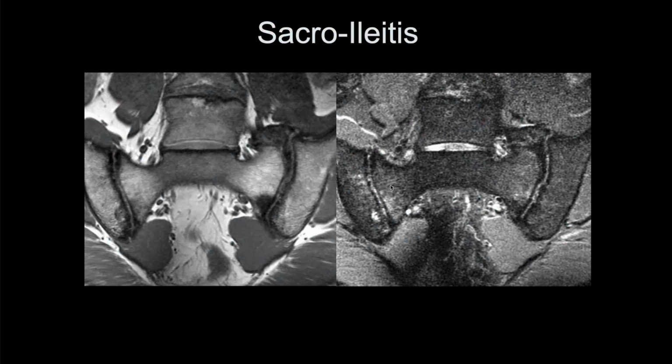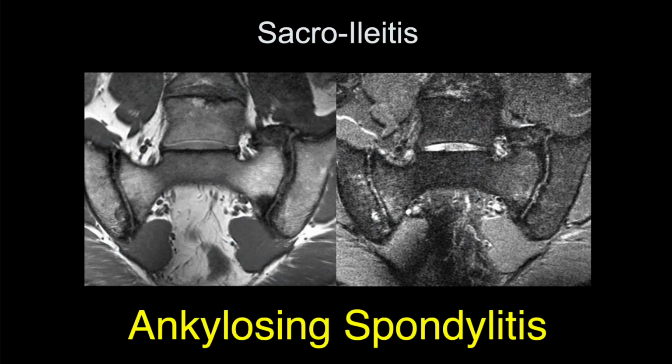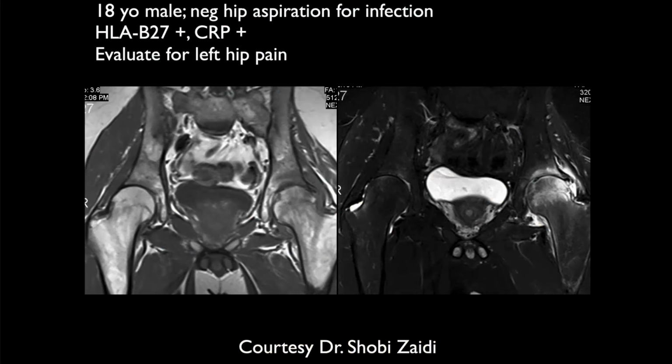And then here's a more severe example of sacroiliitis. We'd like to pick it up before this because you're already getting irreversible subchondral erosive changes in this patient and subcortical erosive changes down here with osteitis on both sides, maybe Anderson lesion up here. This was ankylosing spondylitis.